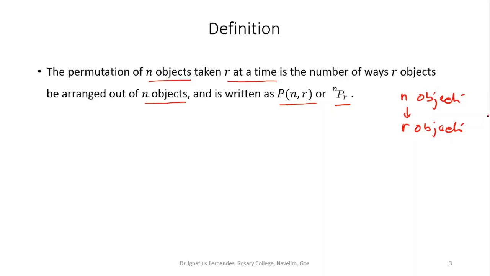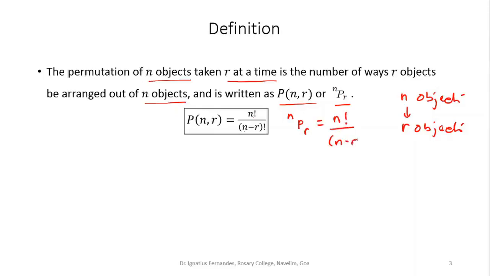Okay, so in the previous case we saw that there were 4 objects A, B, C, D, and I was arranging all 4. So n was 4 and r was also 4. In that case, this number of arrangements can be given by this formula: P(n, r) is equal to n factorial upon (n minus r) factorial, or in this notation you will say nPr is equal to n factorial upon (n minus r) factorial.